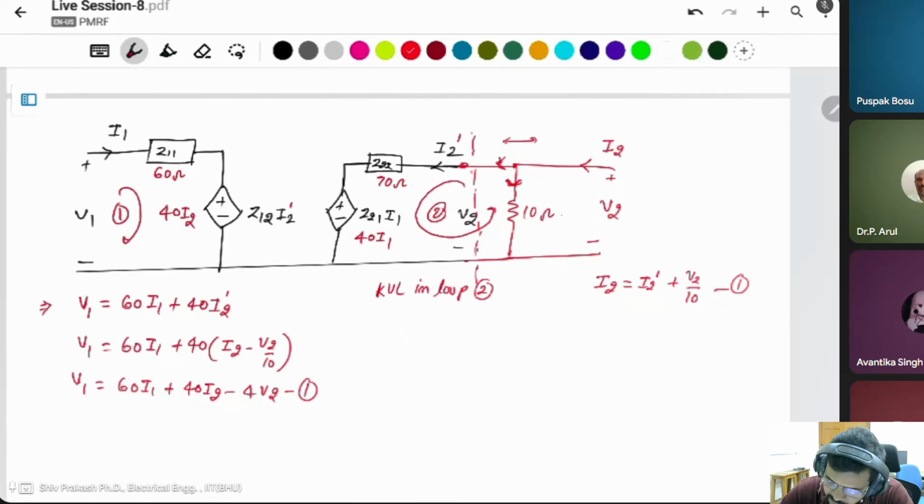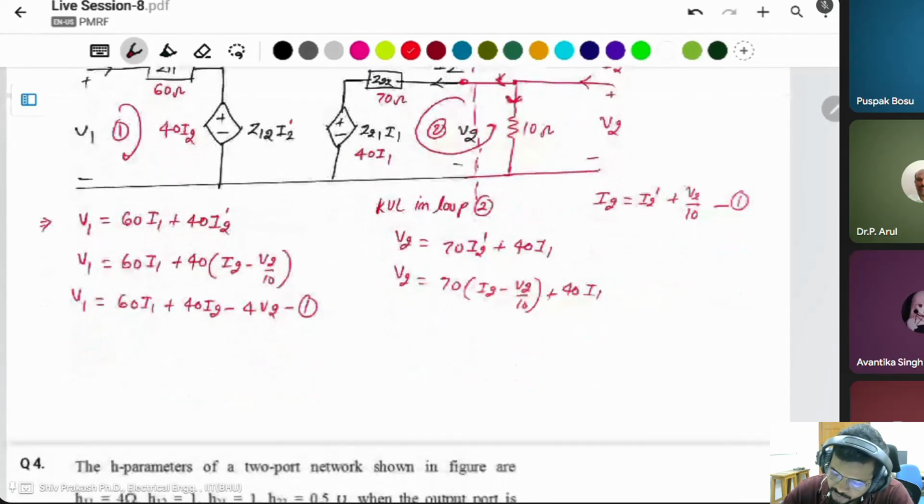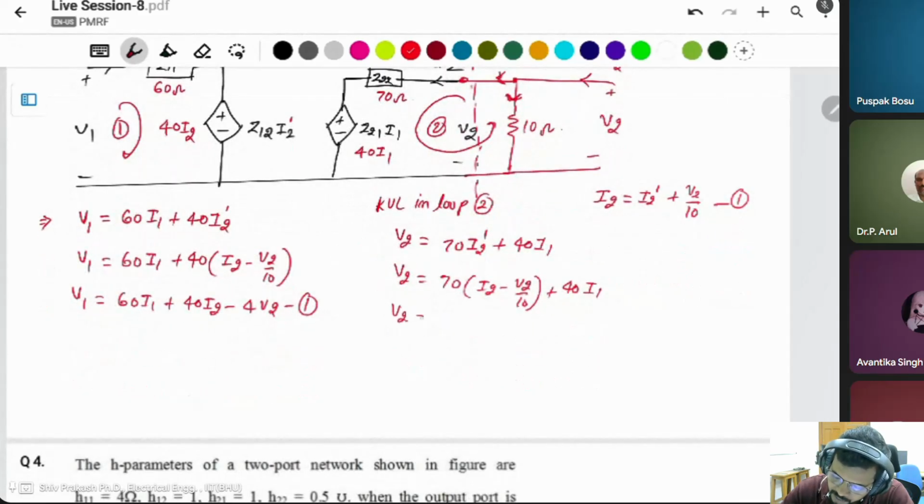And what is the V2? V2 is 70 I2 dash plus 40 I1. In place of I2 dash, you can replace 70 times I2 minus V2 by 10, plus 40 I1. V2 is equal to 70 I2 minus 7 V2 plus 40 I1.